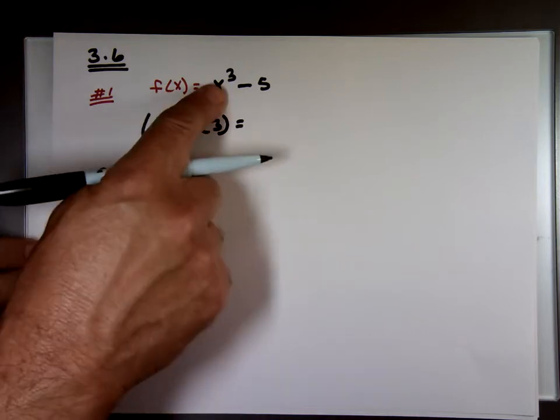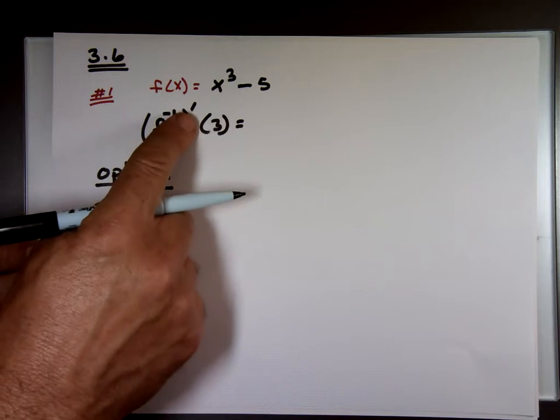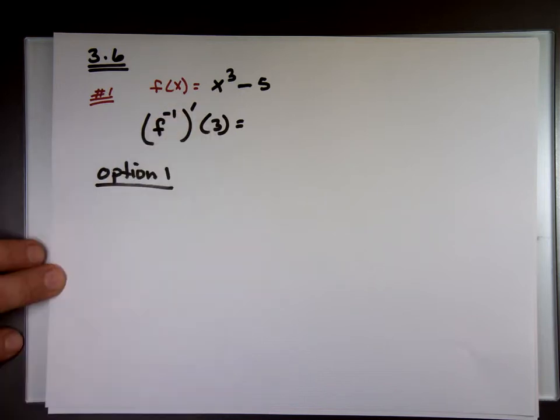F of x equals x cubed minus 5. What's the derivative of the inverse function at 3? I'm going to do it 2 ways. Option 1, I'm going to find the inverse.